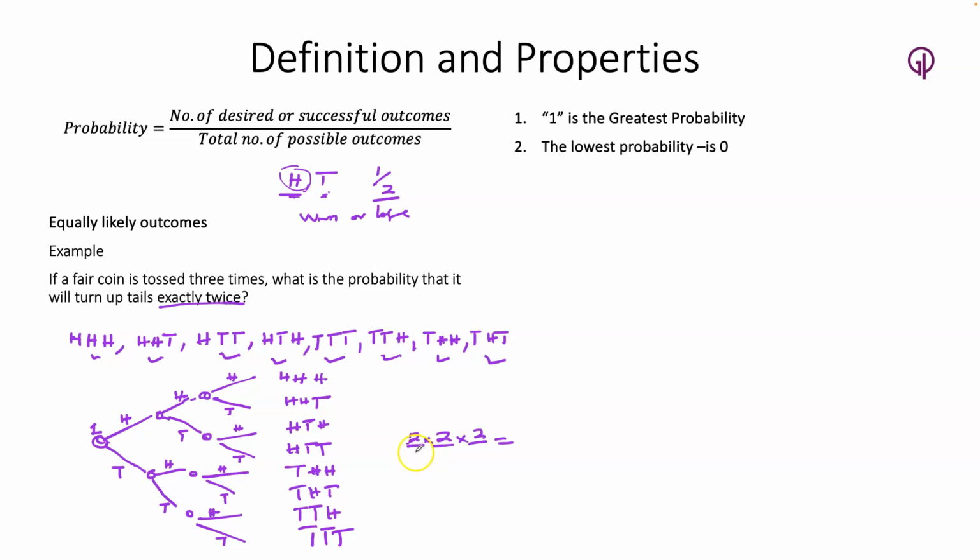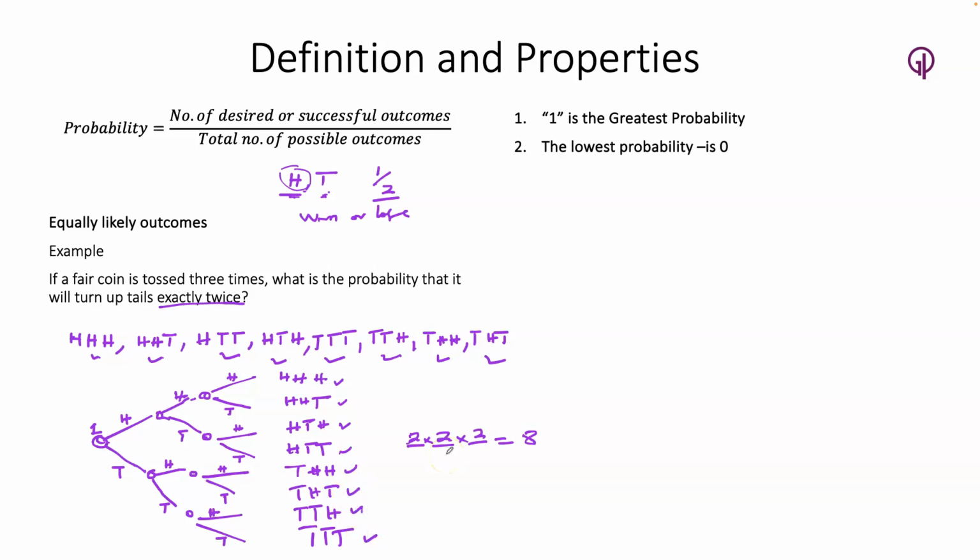You multiply all these possible outcomes together, and then you have what? 2 times 2 times 2, which is what? 8. And then we have how many total possible outcomes? We have 8 total possible outcomes.